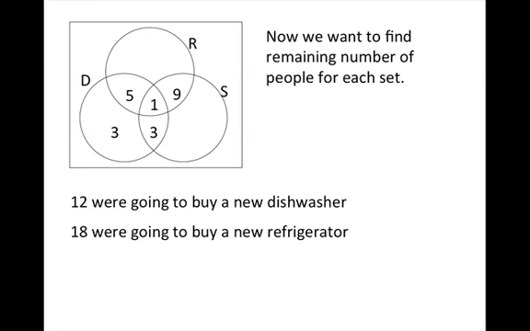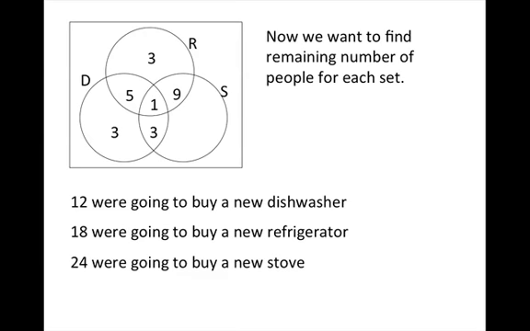Next, 18 people are going to buy a refrigerator. Well, if you look at your circle for R, it already contains 5, 1, and 9, so it already contains 15 people. If I take the 18 and subtract these 15, that leaves me 3 people that are just going to buy a refrigerator.